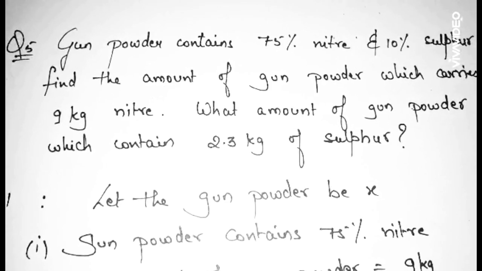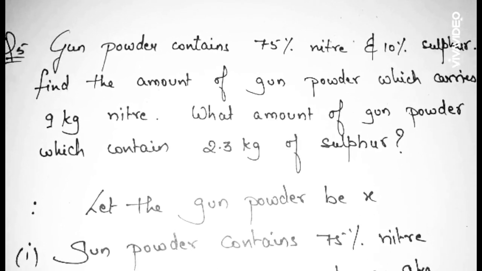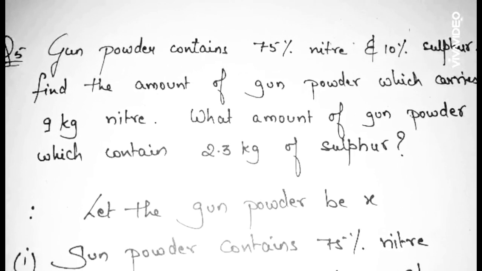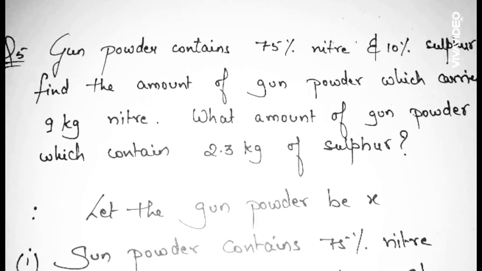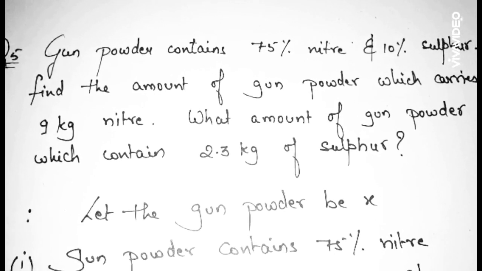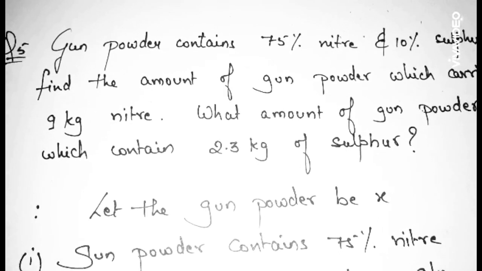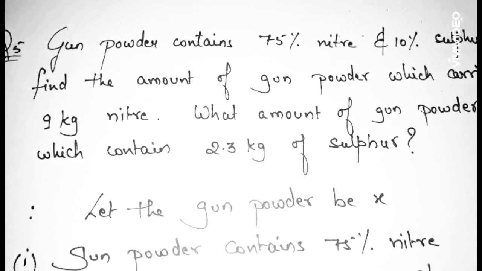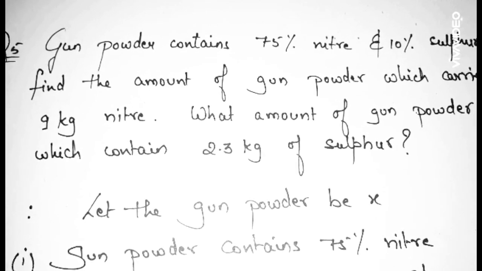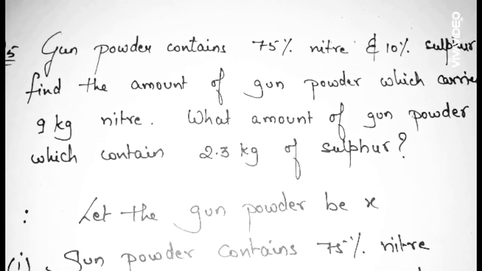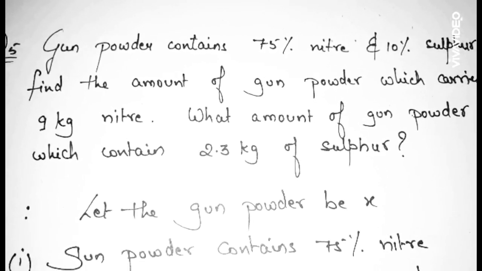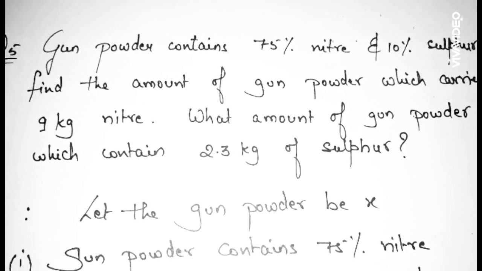Okay, let's understand the question. 75% niter and 10% sulfur is there, but the amount of gunpowder is not given. So we are assuming that gunpowder is 100%. So basically out of 100%, 75% niter and 10% sulfur is there. Okay, now focus on the first part. What the question is actually asking: find the amount of gunpowder which is carrying 9 kg niter. So basically 9 kg niter is equal to 75%.